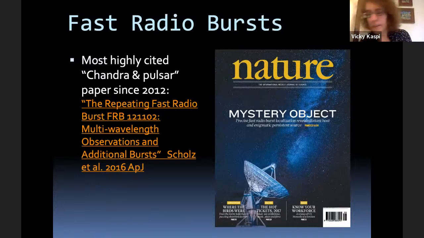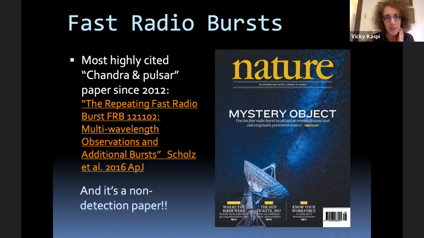And so I think in the last few minutes, I would like to switch gears slightly to fast radio bursts. I don't feel too badly doing this in a pulsar talk, because if you check the most highly cited paper on ADS that has both Chandra and pulsar in the abstract, it is an FRB paper. This one reports on multi-wavelength observations of a repeating FRB. And it's a non-detection paper, the most highly cited Chandra pulsar paper since 2012. I think that's kind of funny.